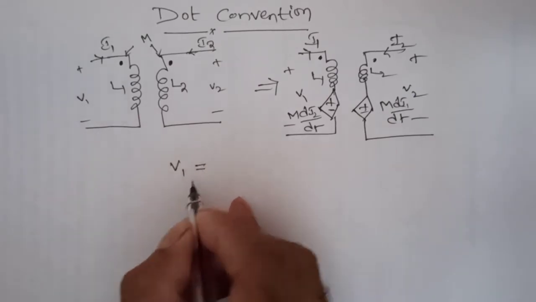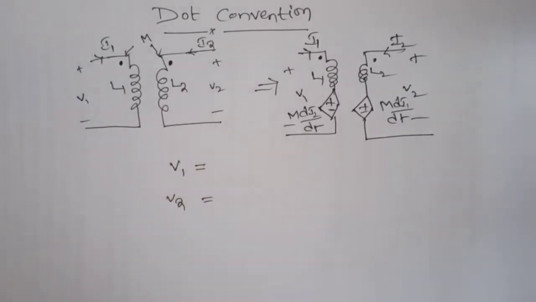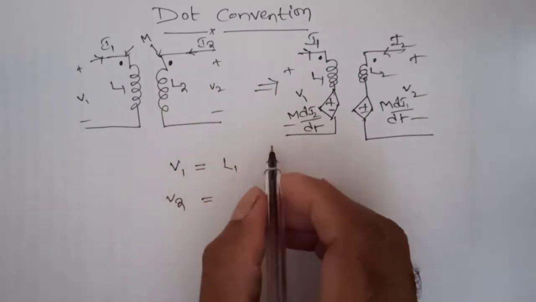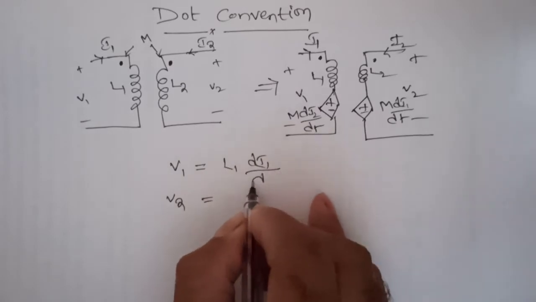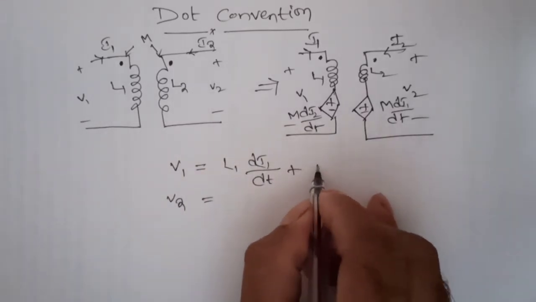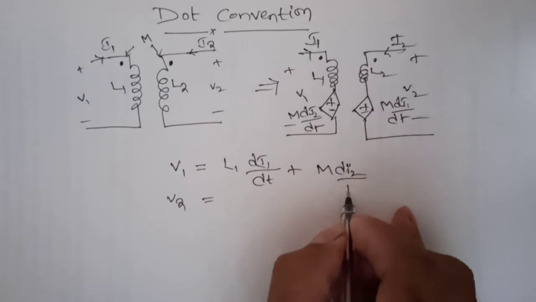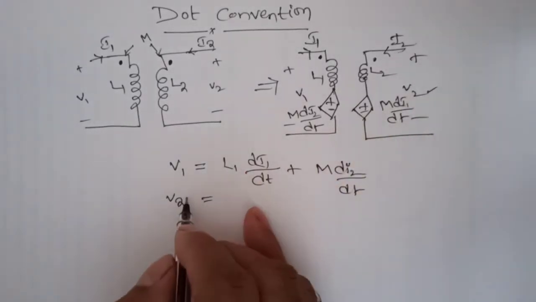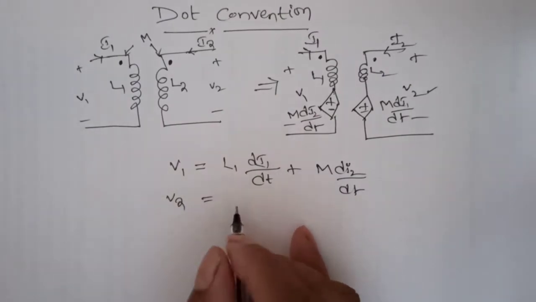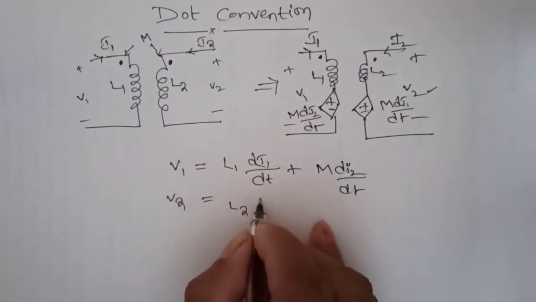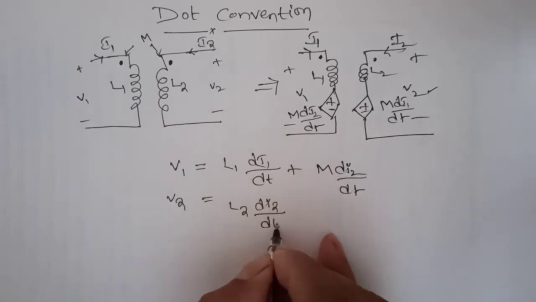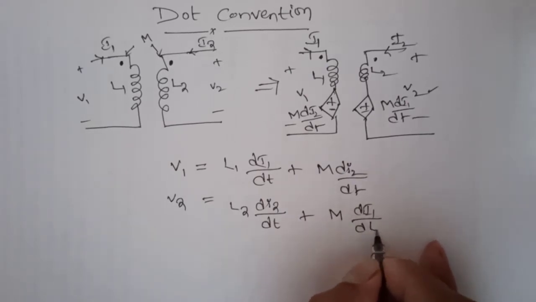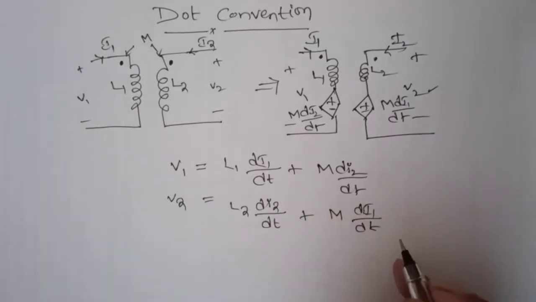The voltage equations can be written based on the respective voltages. V1 equals L1 into di1 by dt plus M into di2 by dt. If you want to find the voltage in the second coil with the effect of the first coil, it can be indicated with the self-inductance L2 into di2 by dt and the mutual inductance M into di1 by dt. And this is one way of configuration.